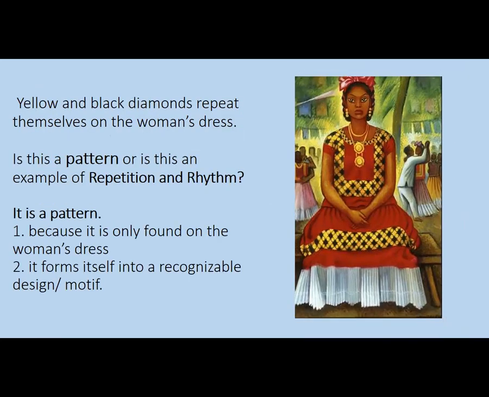In this image, the yellow and black diamonds, or design, repeat themselves on the woman's dress. Is this an example of pattern or rhythm and repetition? It's a pattern. Why is it a pattern and not otherwise? Because it's only found on the woman's dress, and because these yellow and black squares repeat and repeat and repeat in this recognizable design.